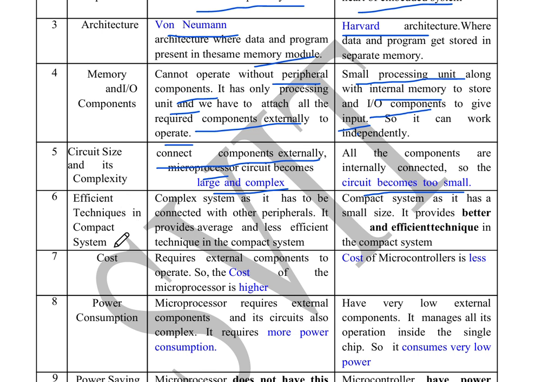Efficient techniques in compact systems. Here the microprocessor is a complex system as it has to be connected with other peripherals. It provides an average or less efficient technique in the compact system. Here in the microcontroller, we need not attach anything, hence the size will be small. So it provides a better and more efficient technique in compact systems.